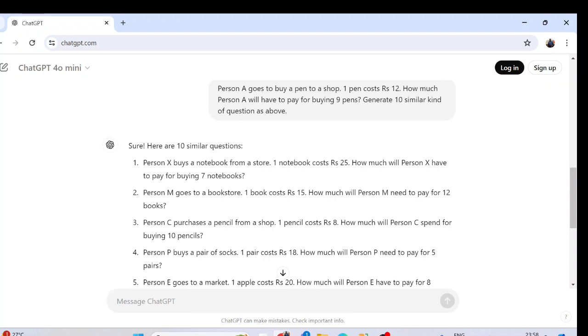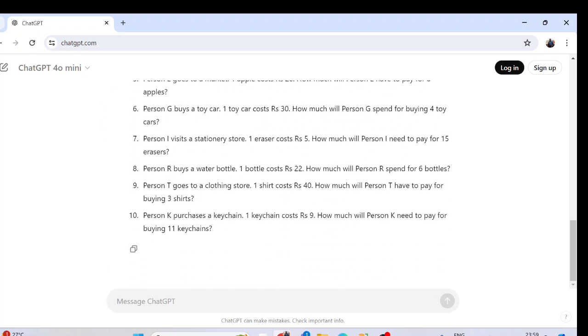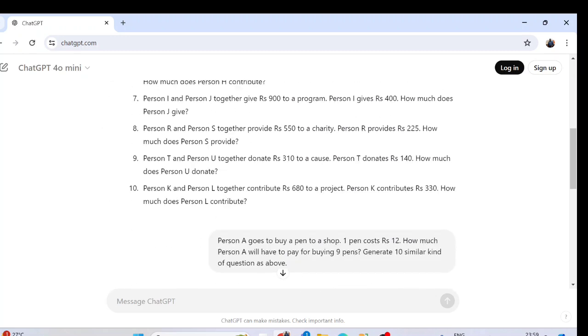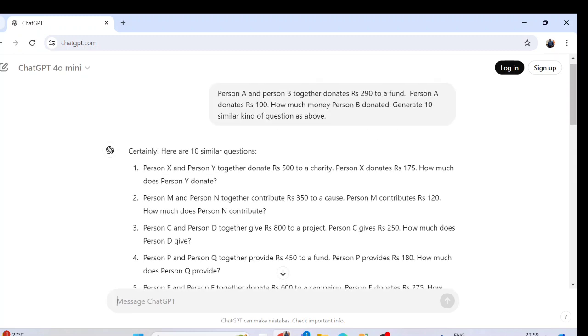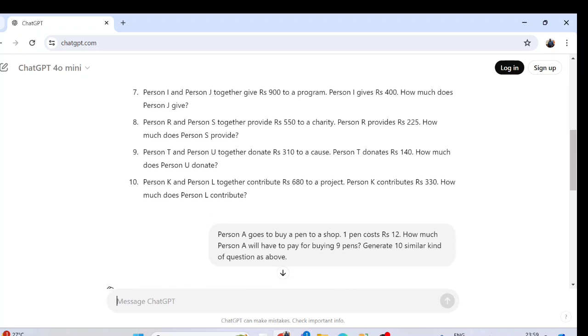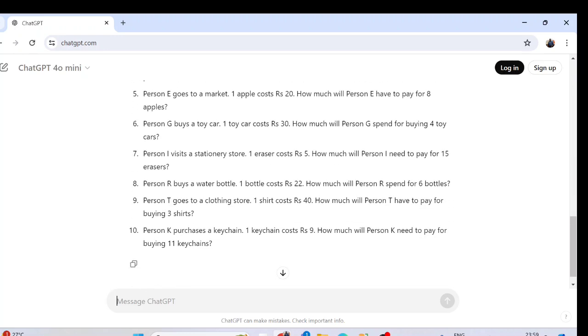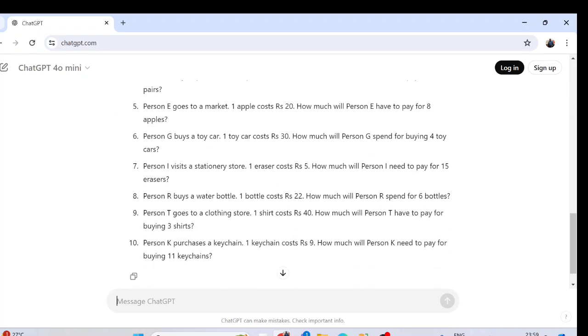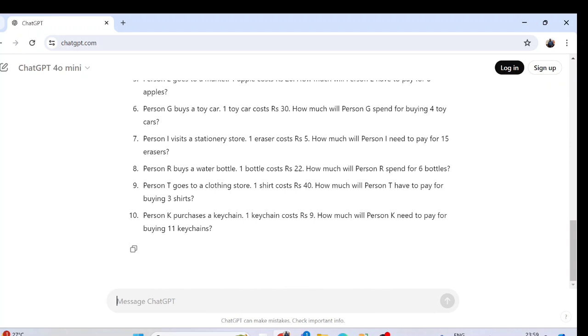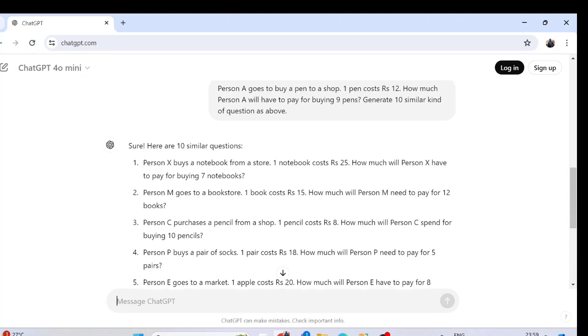Person M goes to a bookstore. One book costs Rs 15. How much will person M need to pay for 12 books? Like this, all the questions are for product, and this is the product question. This is the subtraction question. So 10 questions for each part are ready, so you can give all these questions to your kids for practicing. This is how you can use ChatGPT for your kids for practicing in mathematics, right?